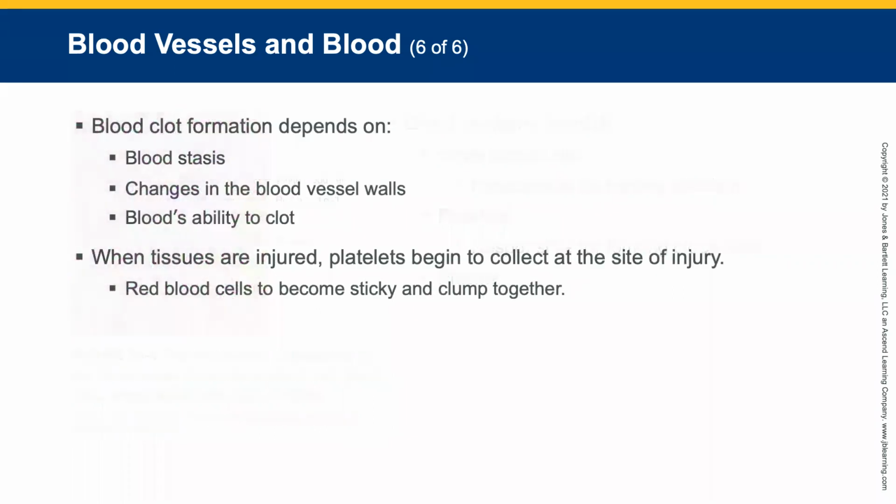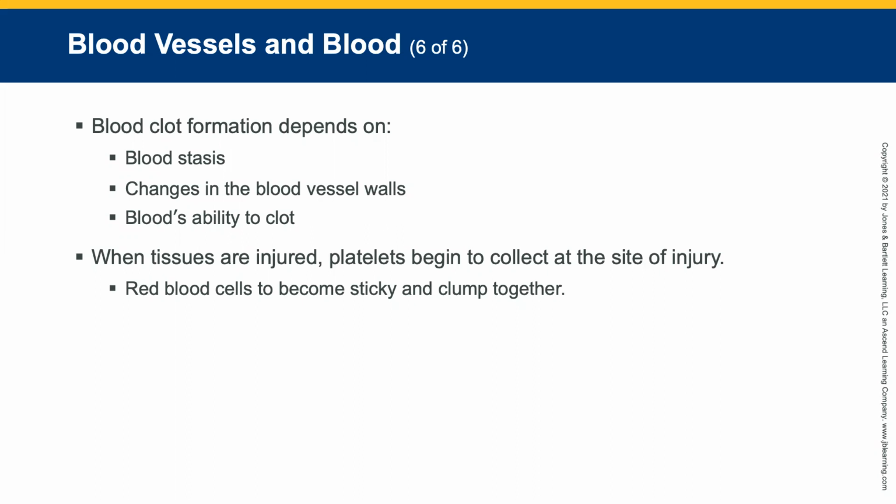Our blood clots depend on several factors. What is our blood status? It includes changes in the blood vessel wall, such as a wound, and the blood's ability to clot is affected by disease or medication. Some people have a very hard time forming clots, and they're given a clotting medication to help them build that up.